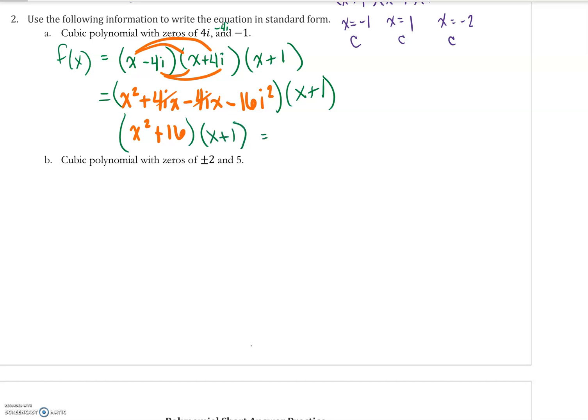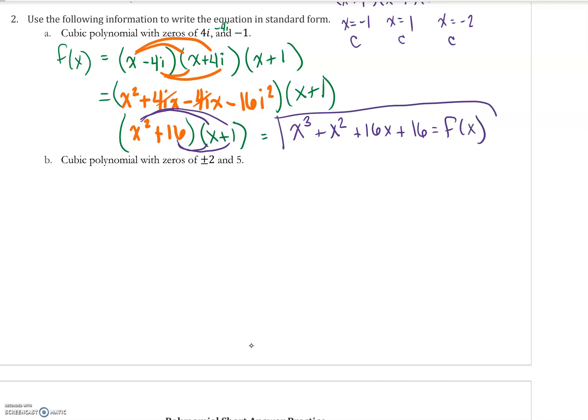Okay, so when I distribute with those terms, I know that x squared times x is x to the third. X squared times 1 is positive x squared. 16 times x is 16x. And 16 times 1 is 16. Now I've written a polynomial function in standard form with those specific zeros. Okay, so let's try the next one.